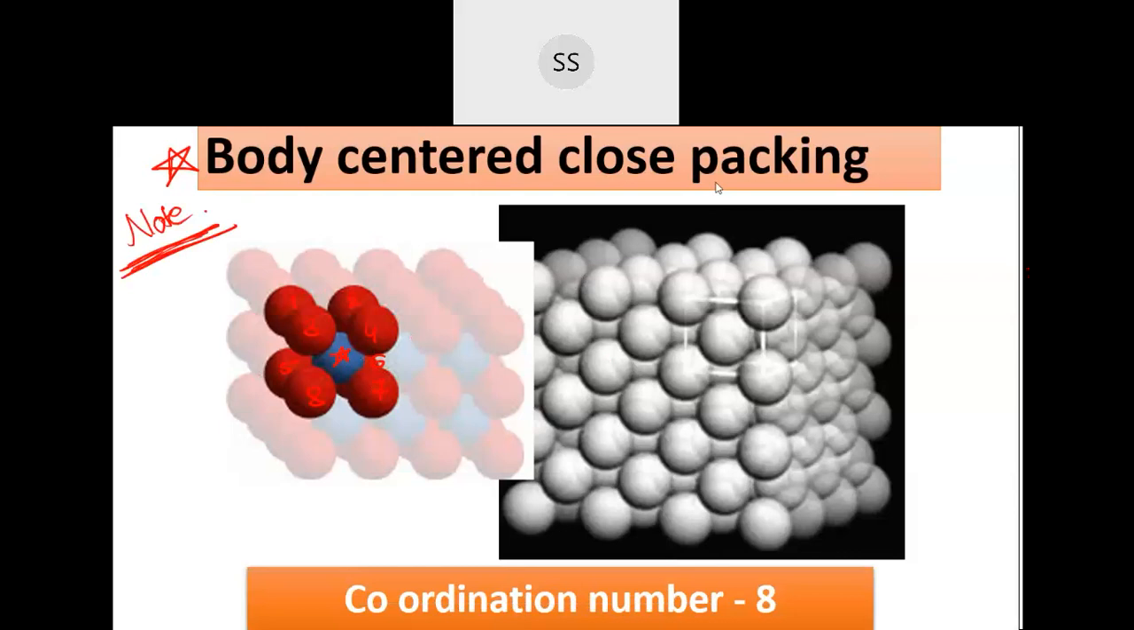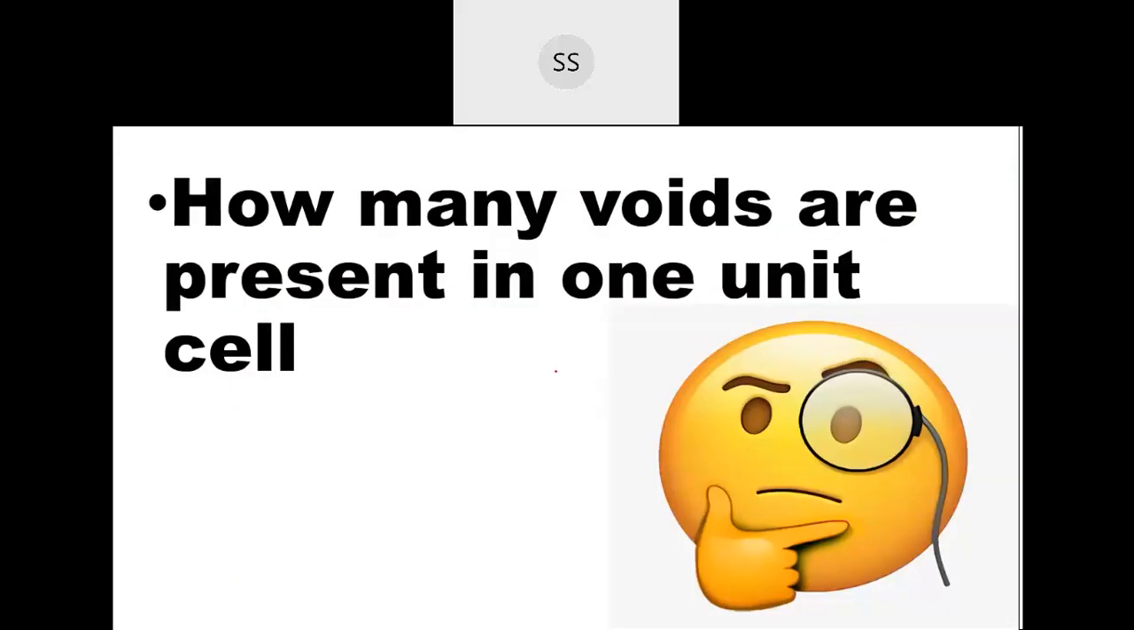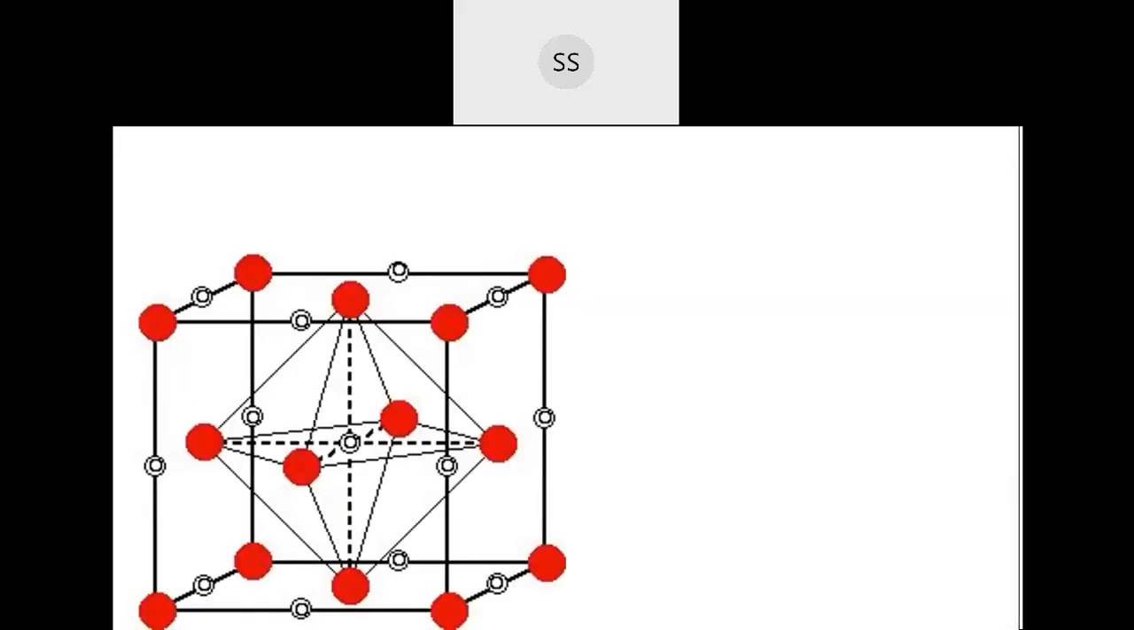Now, having this idea, let's go for doing the calculation. You have to remember this formula now. How many voids are exactly present in one unit cell? I will take one example and make you understand. Then you can remember generally how to calculate that. So let's see how many voids exactly will be present in one unit cell. So I have taken this unit cell. Can you tell me which unit cell is this? Is it simple, FCC or BCC?